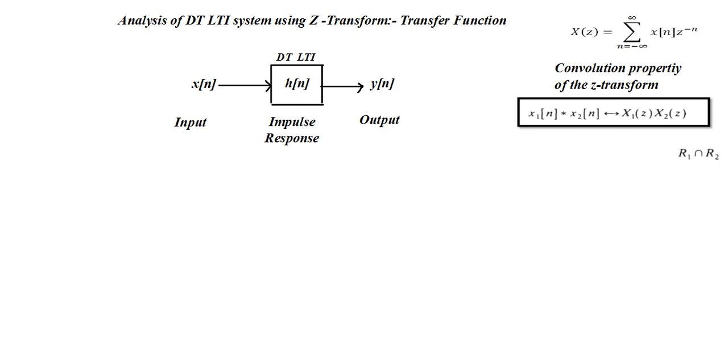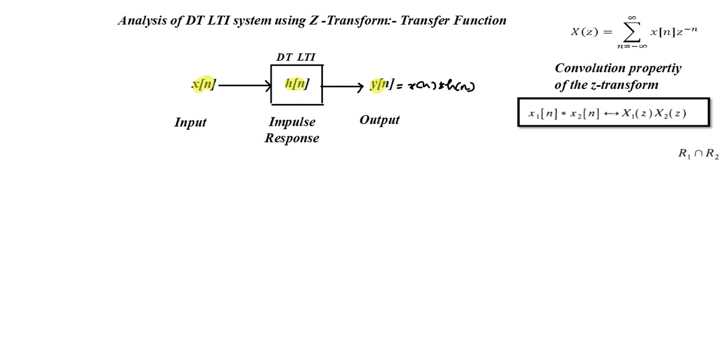Here you can consider an LTI system. A discrete time LTI system means a system which obeys the linearity property and the time invariant property. Here you can see that the input signal is x of n and the output signal is y of n, and the impulse response of the system is represented by h of n. If it is an LTI system, the output y of n can be written as x of n convolution h of n, by convolution theorem.